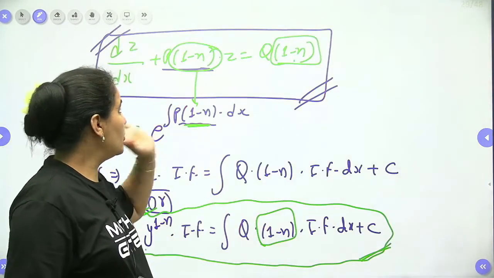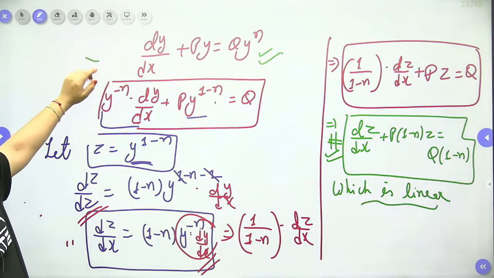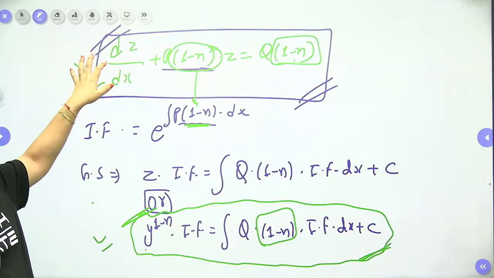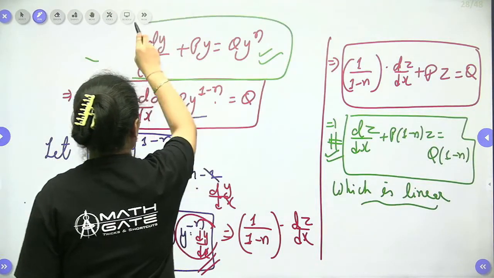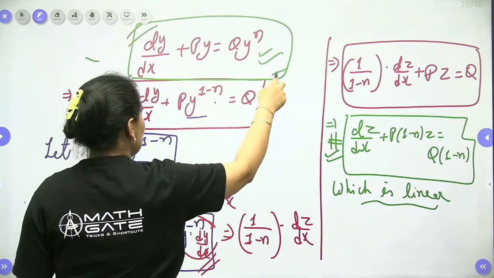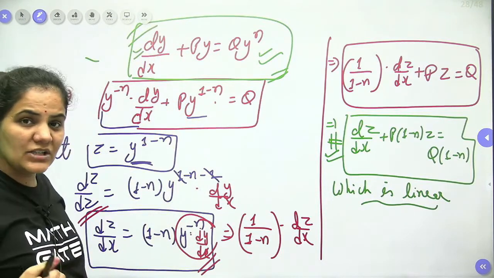You have to focus on this one only. Your question should be written in this form, or either in this form or in this form. Whatever question you have, it can be in this form only. This is also a non-linear form, exactly in the form of dy by dx. So usually you will have the question in this form only.